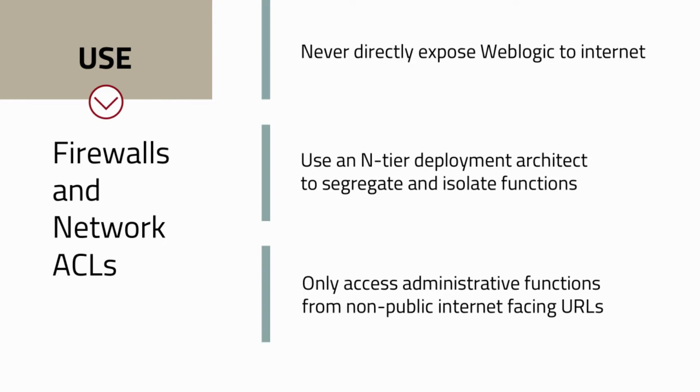It needs help. So when we talk about securing the network, we're talking about understanding network architectures and deploying WebLogic in an N-tier architecture with network ACLs or firewalls. A couple tips here. Never directly expose WebLogic to the internet. WebLogic exposes several ports, and there are different ways to get into WebLogic, and you should really restrict how your end users are accessing your applications deployed to WebLogic. Second, use an N-tier deployment architecture to segregate and isolate functions. What the heck does this mean? I'll show you on the next slide what this looks like. But essentially, we're talking about demilitarized zones, middle application tiers, and data tiers, and all these are segregated by ACLs or firewalls.